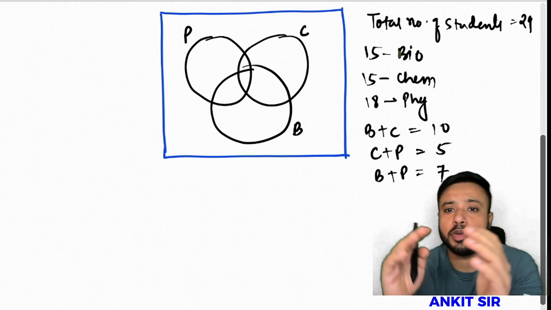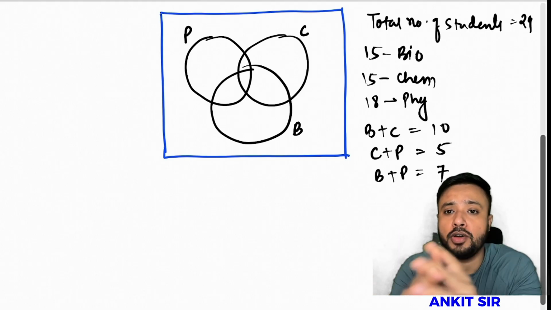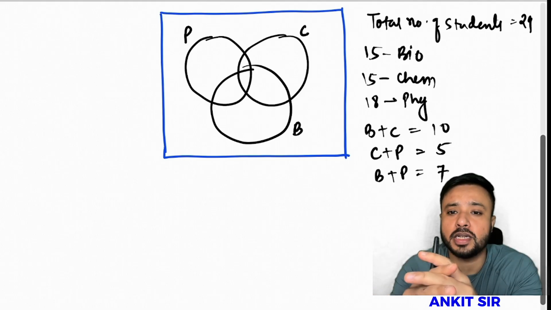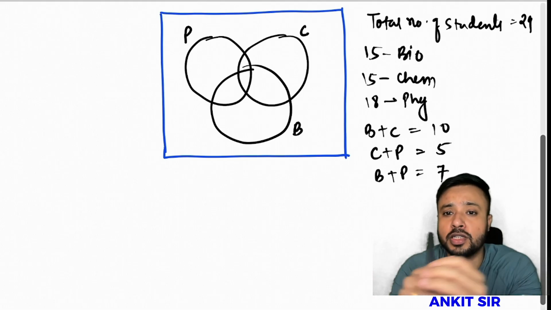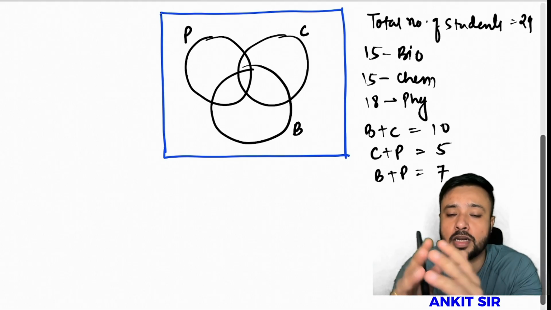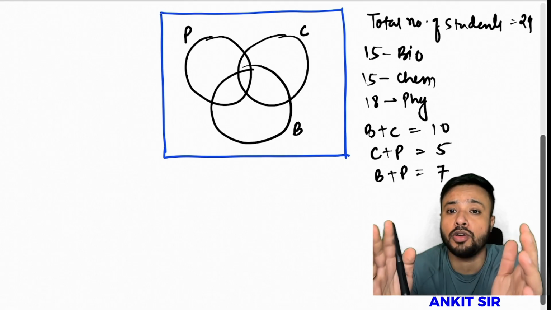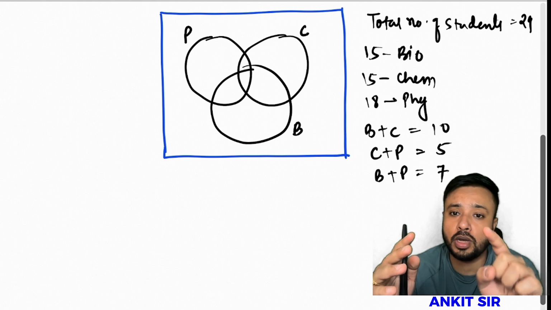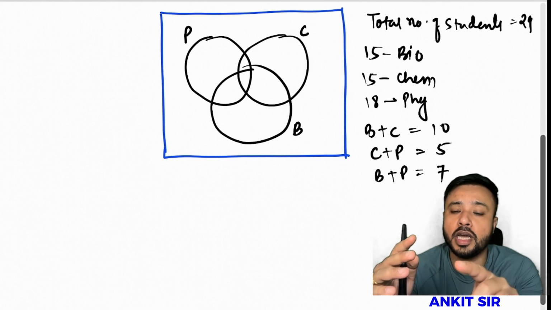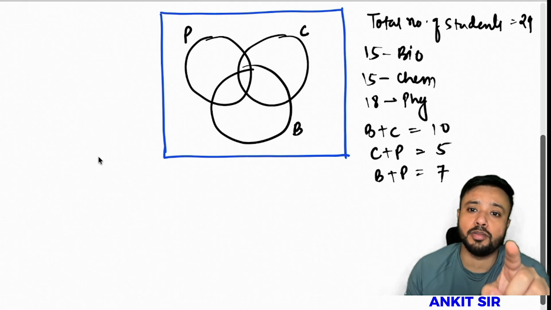Let me explain with the help of an example. Let's say you are a bio and physics student, and I get into your class and ask how many students study bio. You're going to raise your hand. If I ask how many students are studying physics, you're going to raise your hand again. And if I ask how many students are studying bio and physics, you're going to raise your hand again. So you are being counted three times in different categories, but your exact number is only one. Please understand this.